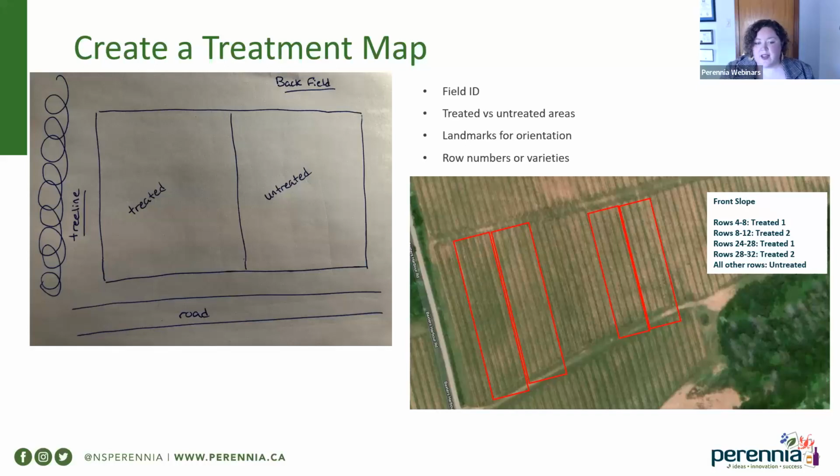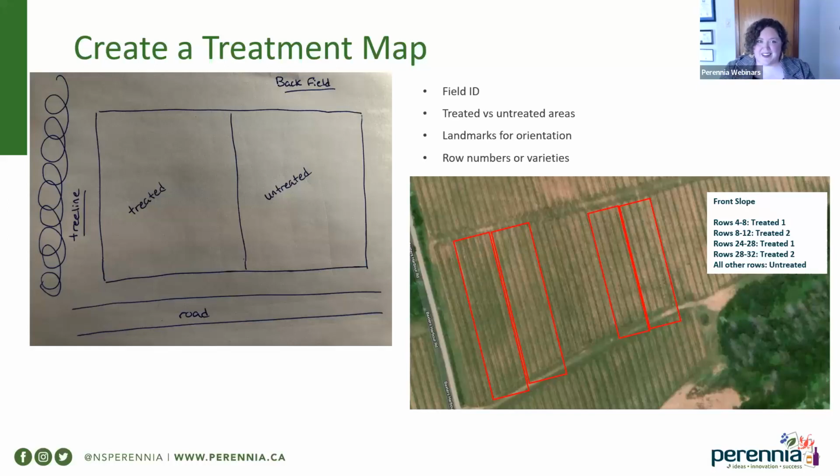So a few components of a good treatment map would be the field ID, whatever you want to call that, the treated area versus untreated area, and some landmarks for orientation. That could be a tree line or a roadway or whatever. And then row numbers or varieties if you have different varieties in one block. I've included a couple of different treatment maps here, and it just shows that they can be very simple or a little bit more complicated.